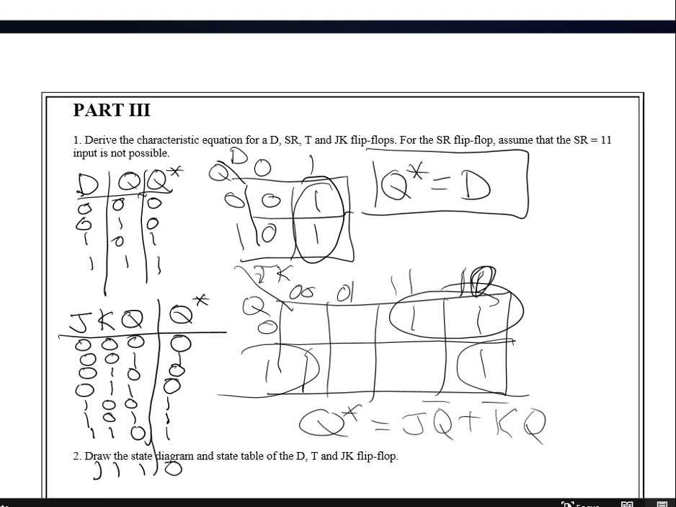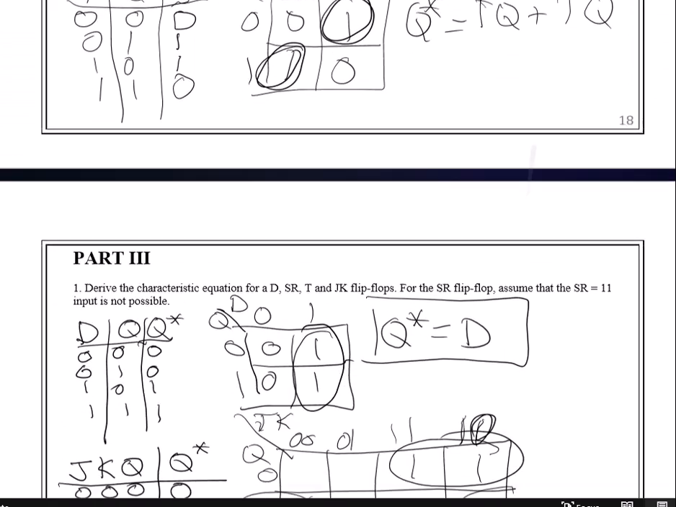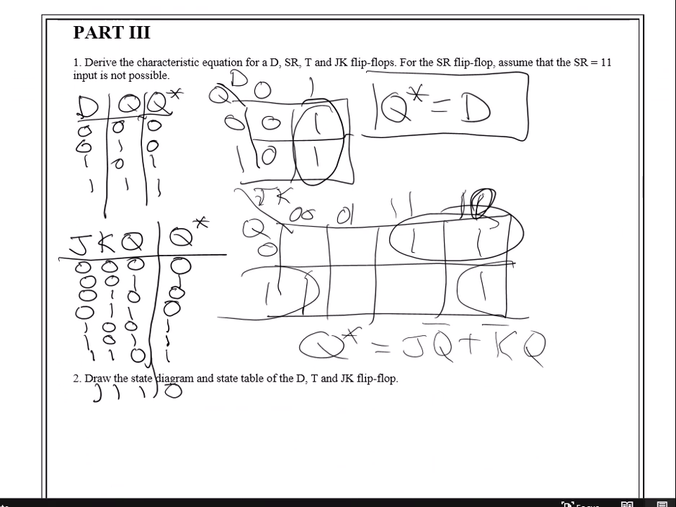And then our last one was for SR. So SR is very similar to JK, except we are to assume that the SR equals 1, 1 input is not possible. So for this one, it's really going to be the same as JK. JK and SR are the same, except that 1, 1 is not possible for SR. So I can replace the J and the K with an S and an R. It's the same as that, except that the 1, 1 is not possible, so those are now don't cares. So it's the same exact table, except now those bottom rows are don't cares.